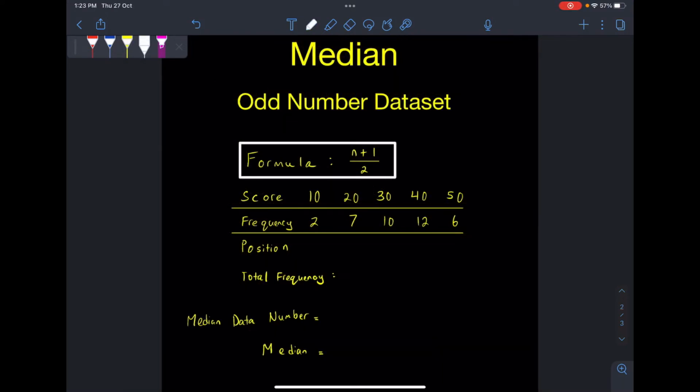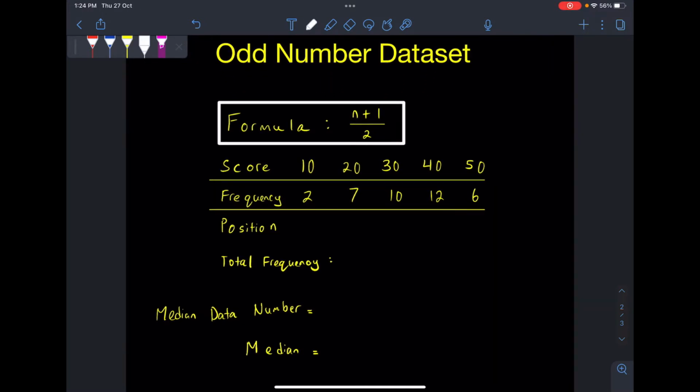Actually, before we go to find a median for our even number data set, let's do another question on odd number data set first. So we have another question here, which is 10, 20, 30, 40, 50. We've got our frequency. And like I said, guys, we're going to find our position first. Frequency is 2. So the first position will be 1 to 2. Right? You always start from the number 1.